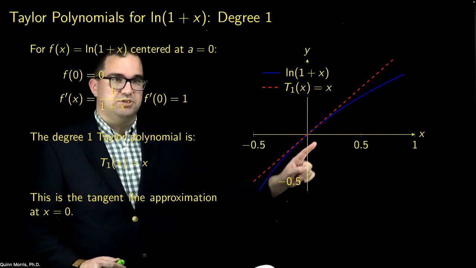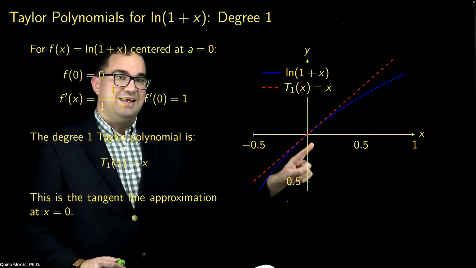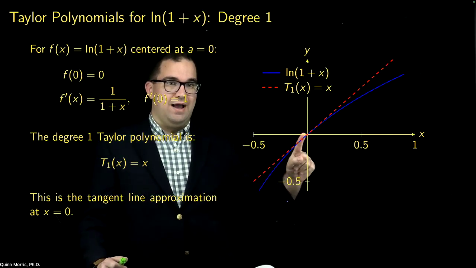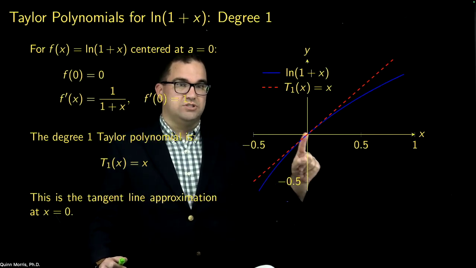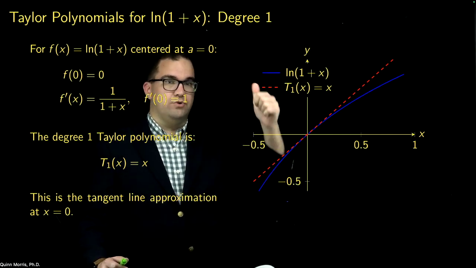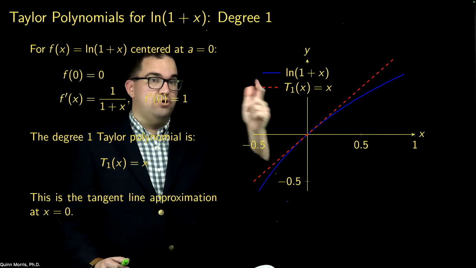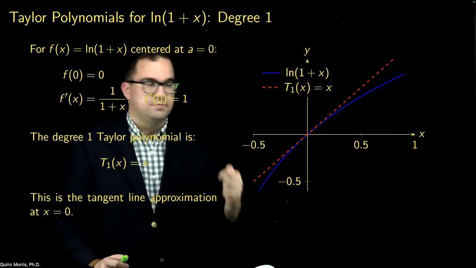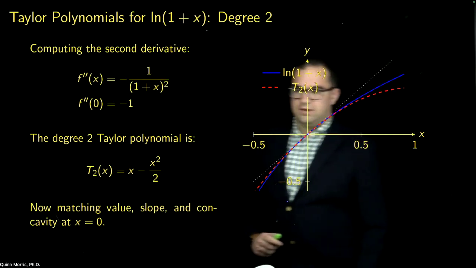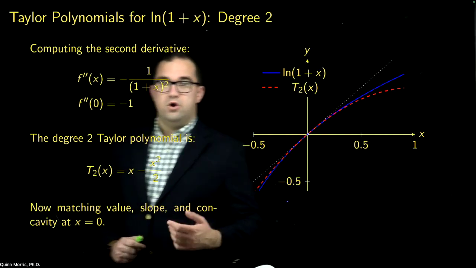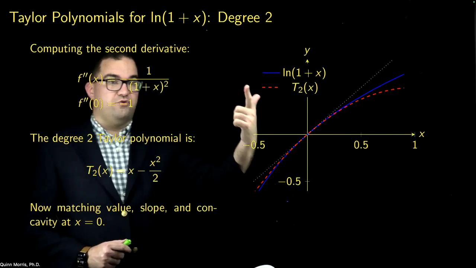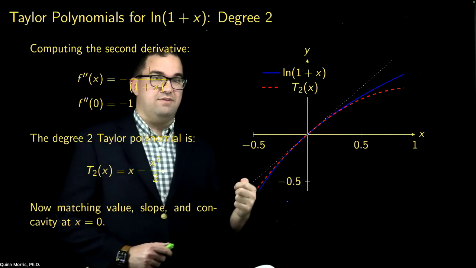It's a reasonable approximation, especially near a. The whole idea of the Taylor polynomial is that at 0, the point that you're centering the Taylor polynomial, since it's degree 1, it should match the function value and the first derivative. Okay. Now, let's take this up a degree. What if I look at the Taylor polynomial of degree 2? Well, that's going to need to match the function value, the first derivative, and the second derivative at 0.